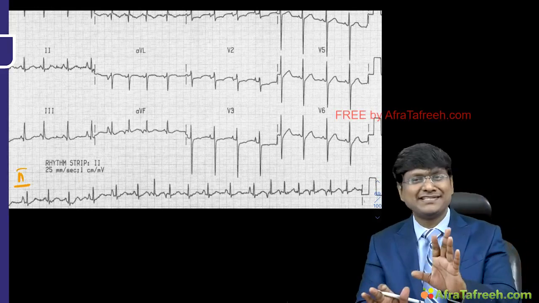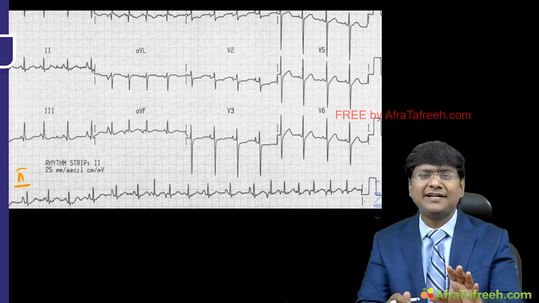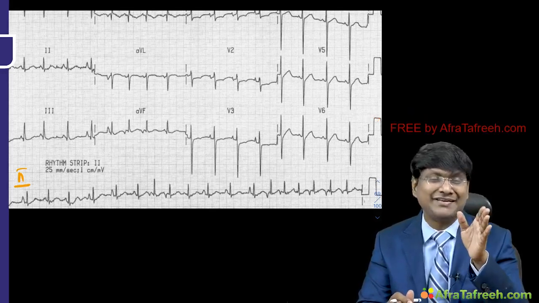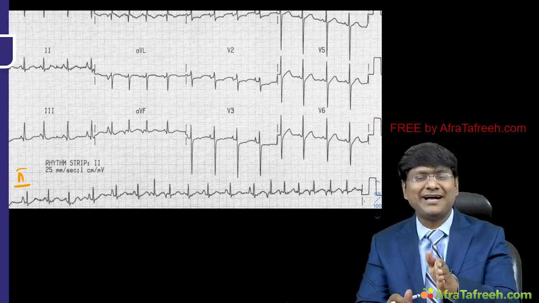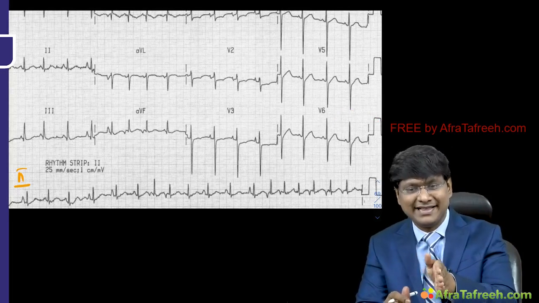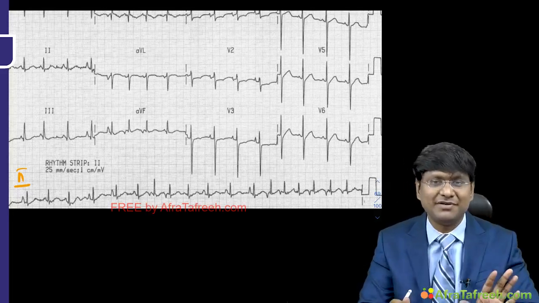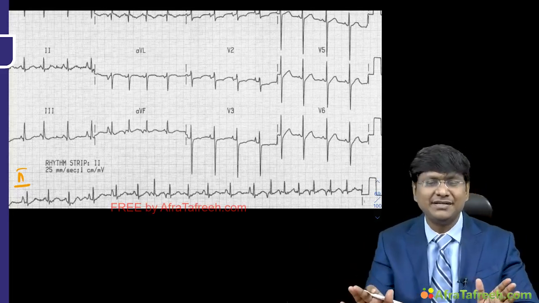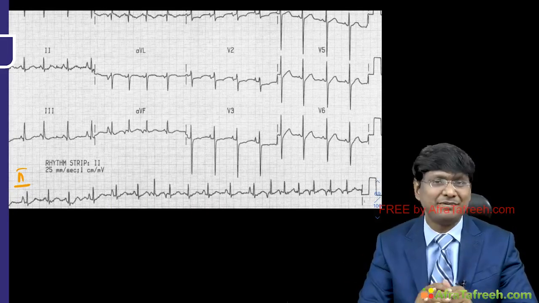Now, because we are discussing the P wave abnormalities, directly we jump onto the P wave. Okay, definitely we need to read the ECG in a very systematic manner. That is rate, rhythm, axis, P wave, PR interval, QRS complex, then ST segment, QT interval, T wave, and any other abnormal waves. This is how you need to interpret the ECG. But we are discussing the abnormalities of the P wave. Let me directly jump onto the P wave abnormality.